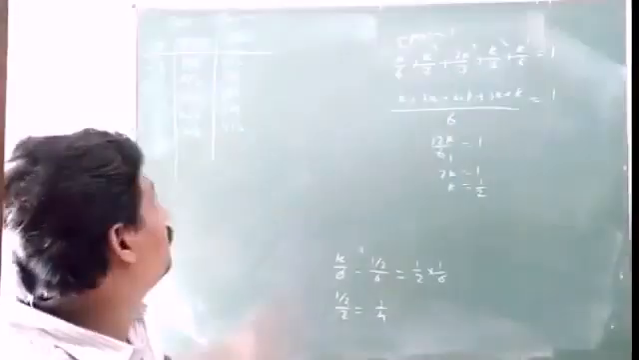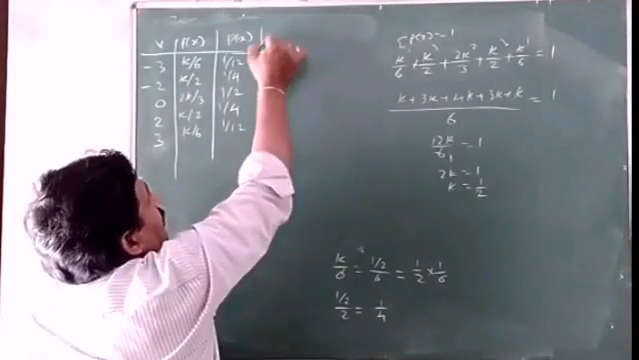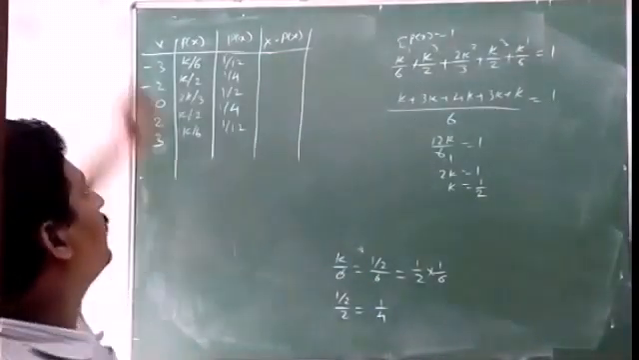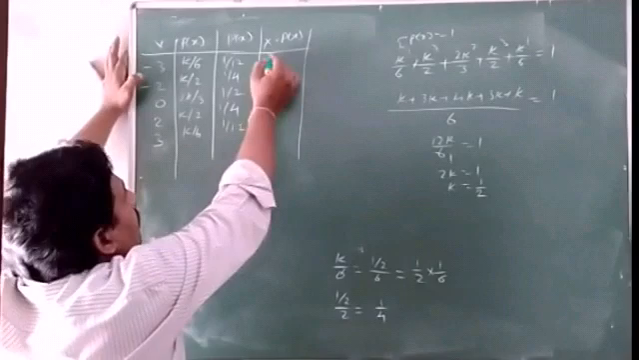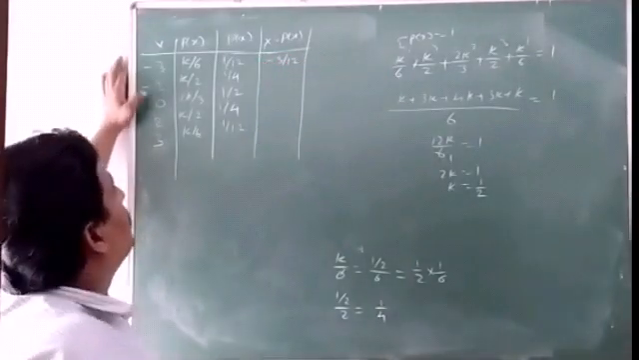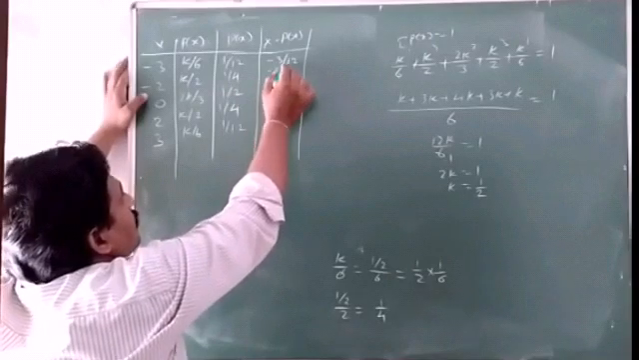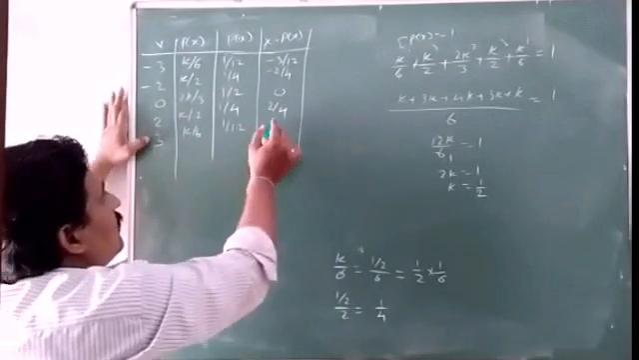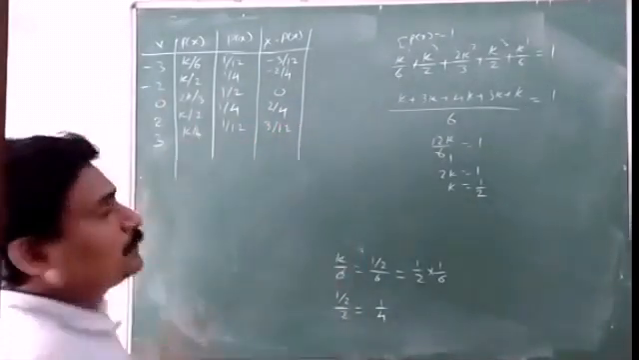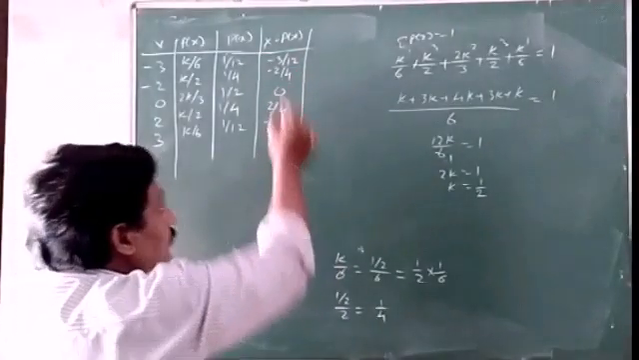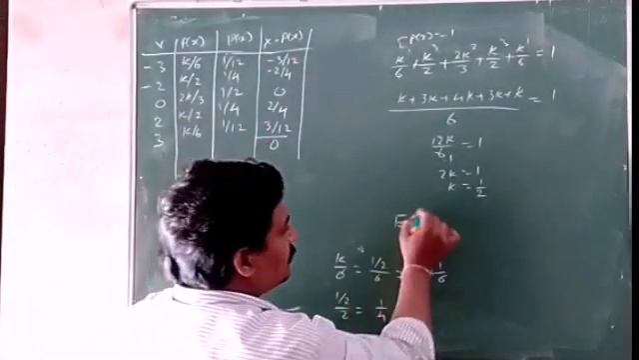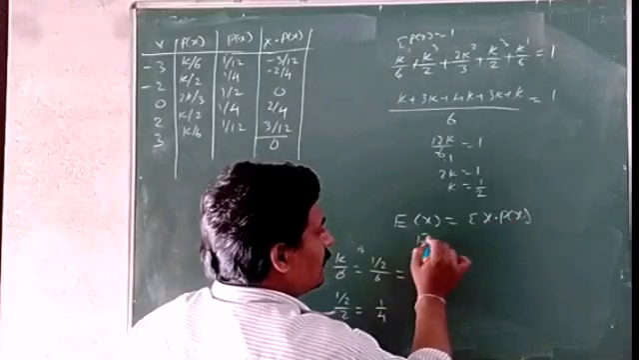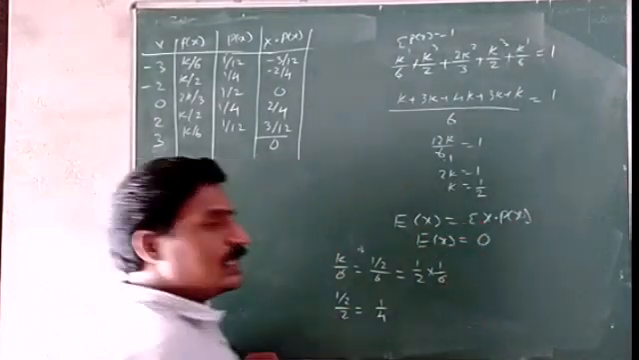So to find x into p of x: here minus 3 into 1 by 12, minus 3 divided by 12, minus 2 into 1 by 4, minus 2 by 4, 0, 2 by 4, and last 3 into 1 by 12 is 3 by 12. And the total of this is 0. So here expectation of x is equal to summation of x into p of x. So here expectation of x is equal to 0.